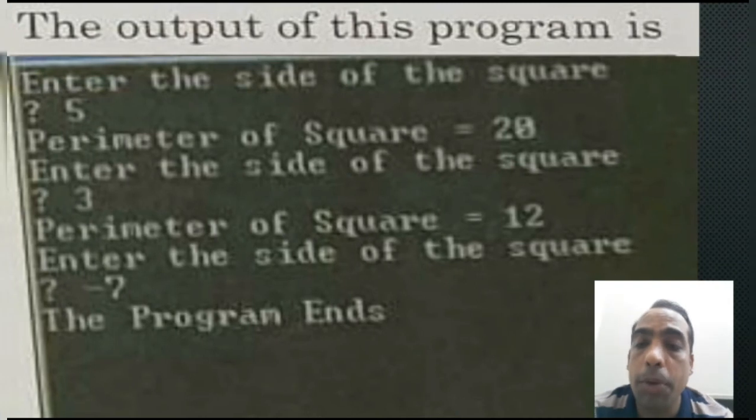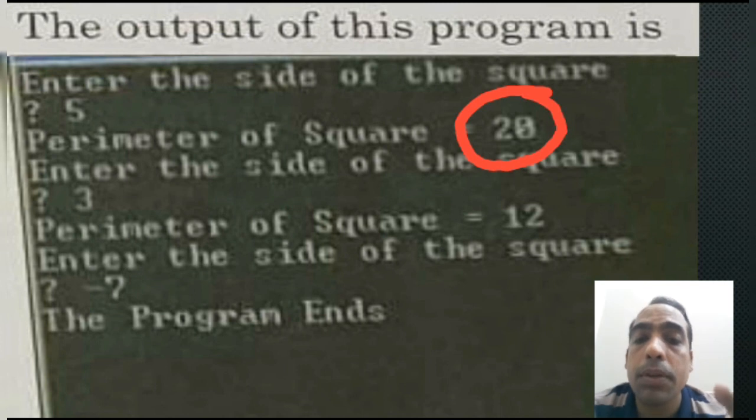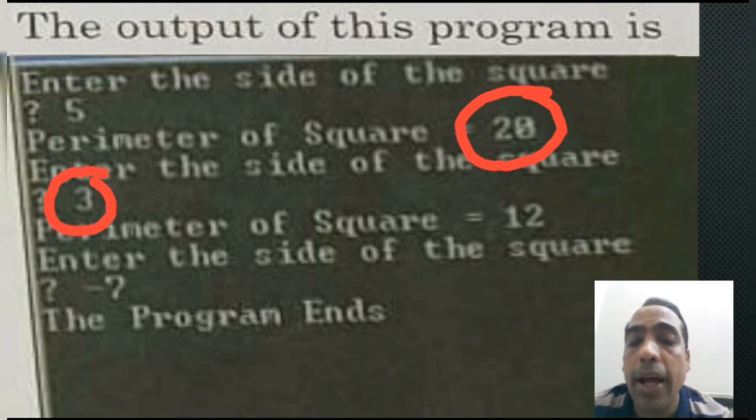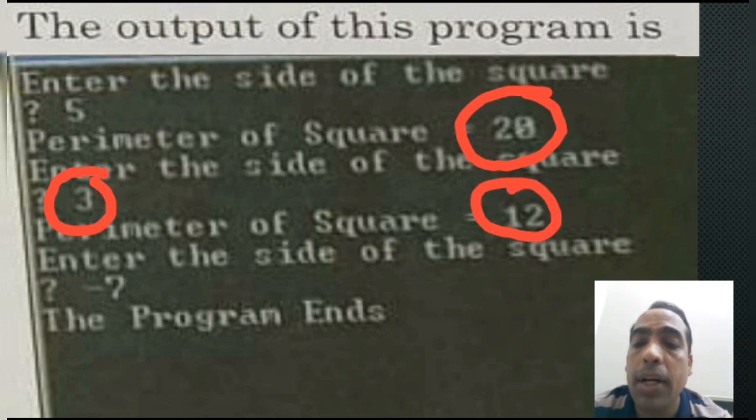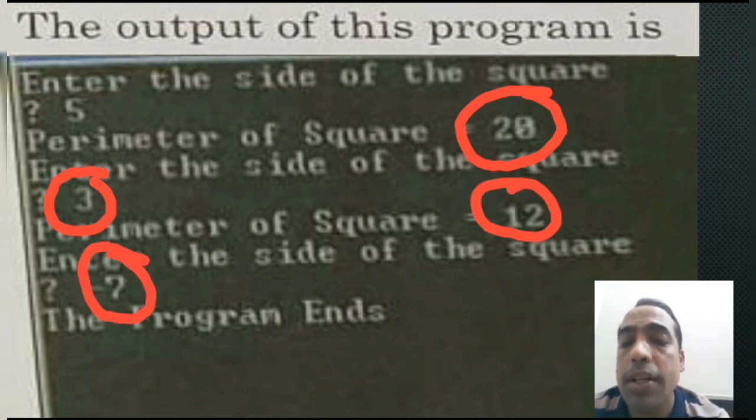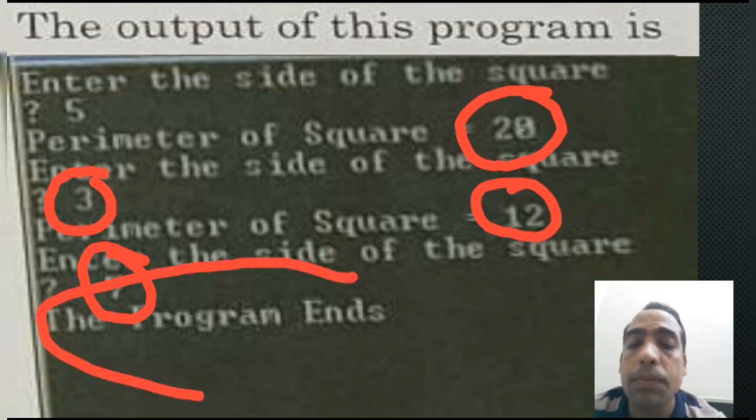Now you can see the output of this program. First time we have entered the value of side of square as 5. That's why perimeter of square is 20. Second time we have entered the value of side of square as 3. That's why perimeter of square is 12. But third time we have entered the value of side of square as minus 7. That's why output is the program ends.